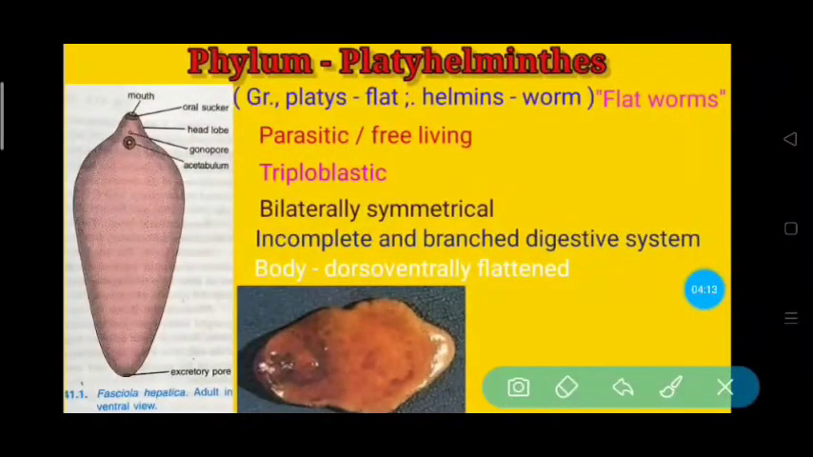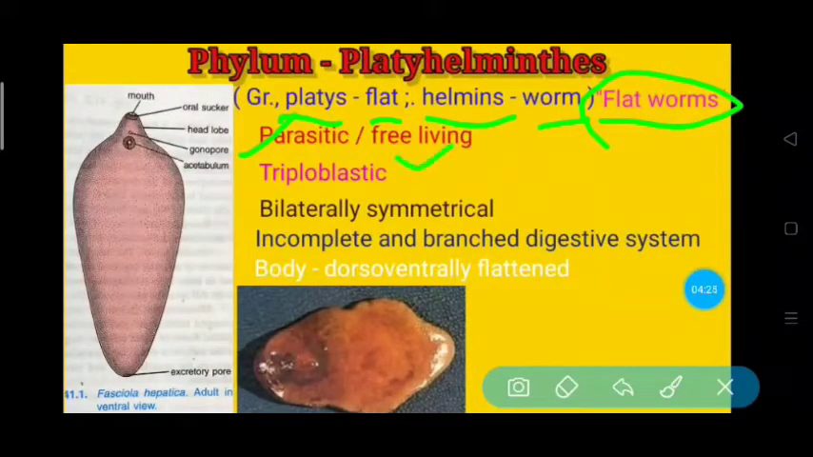Third phylum is Platyhelminthes. It is also a Greek word. Platy means flat, helminth means worm. It means flatworm. This is the phylum of flatworms. These are parasitic and some are free living. These are triploblastic, means their body wall is made up of three germinal layers. They are bilaterally symmetrical, means we can divide these organisms into two equal parts. In this way these animals have bilateral symmetry.